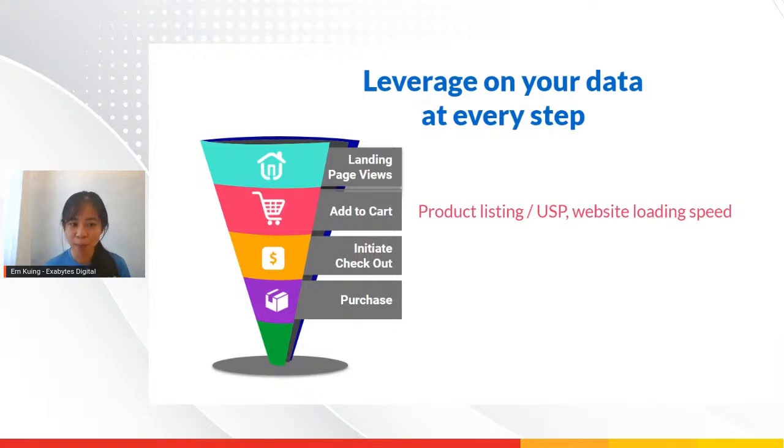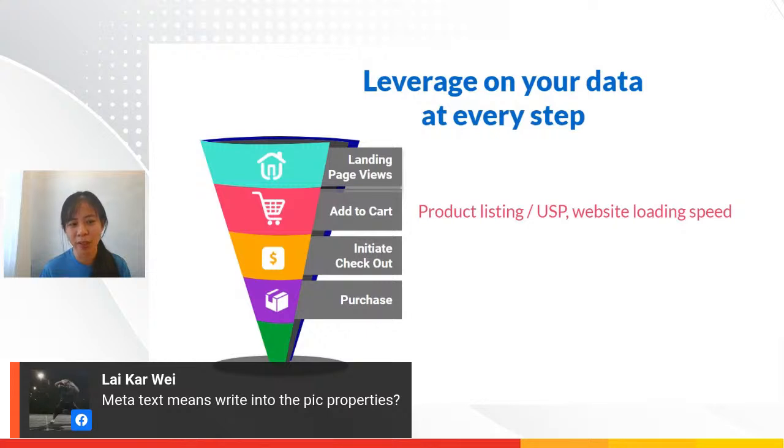There's a question from Lai Carway. So meta text means right into the picture properties? There's a little bit of difference there. The picture properties, that one is alternate text. Meta description is a different field where you enter some keywords, and then usually there is a text limit. So it's actually different things: alternate text and meta text and meta description. These are different things.